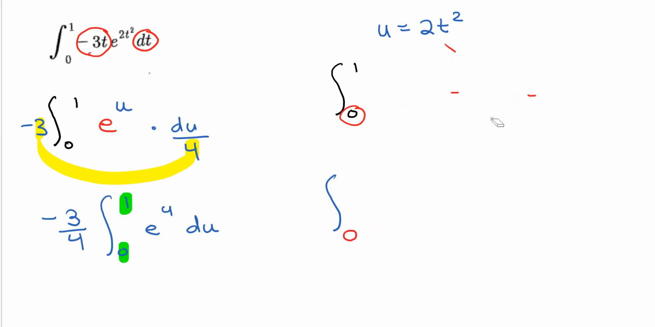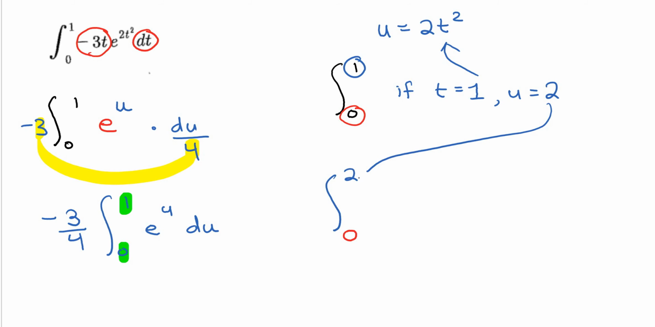And then let's go ahead and take a look at the upper boundary now, which is 1. So if t equals 1, then u would equal 2. So then 2 would just go over there now. Okay, and then after we do that, let's go ahead and write the coefficient, which is -3 over 4. And then after that, let's write e to the u times du.